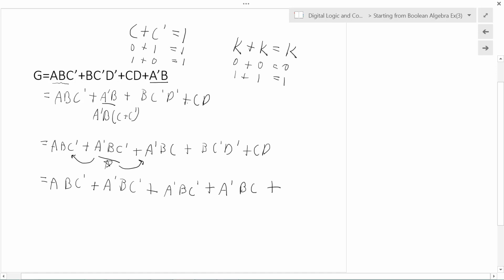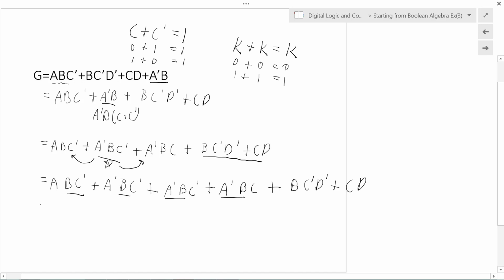Now that we've listed the 4 terms from the first 3 terms of the previous line, we're going to just copy these 2 terms now. B, C prime, D prime, ORed with C, D. Now, we can factor out A, B, C prime from these 2 terms, and we can factor out an A prime B from these 2 terms.